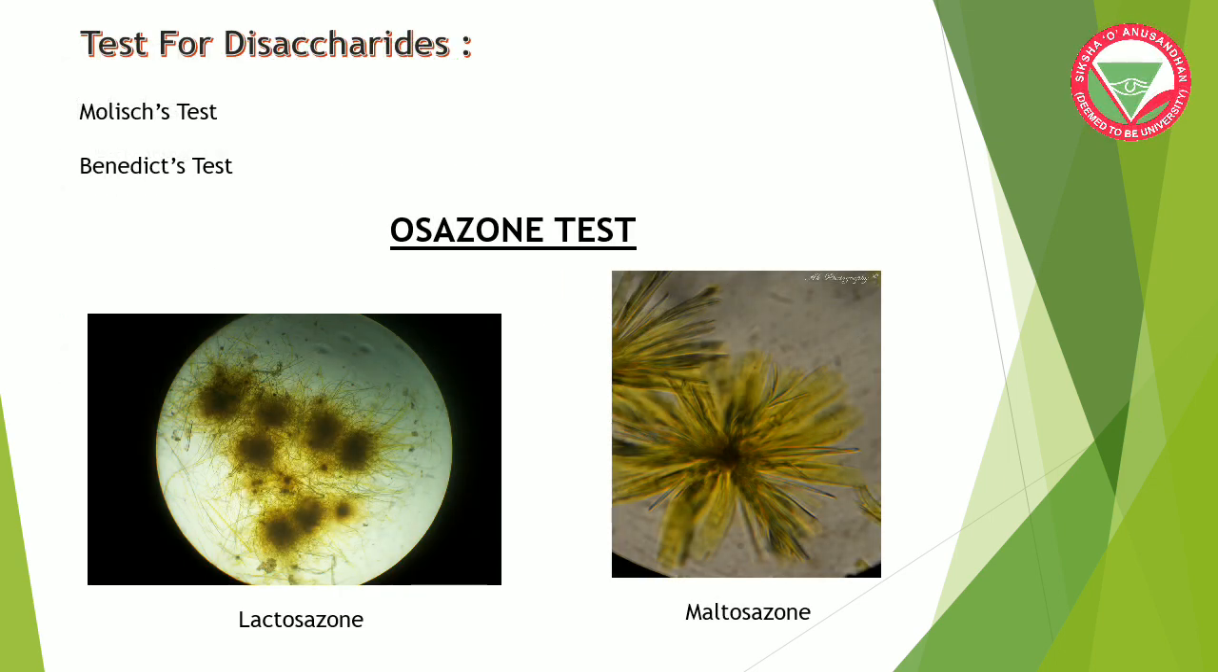At last we come to tests for disaccharides. All disaccharides give positive results for Molisch's test. All disaccharides except sucrose and trehalose give positive results for Fehling's and Benedict's test. Lactose and maltose can be differentiated by osazone test. Lactosazone is cotton ball shaped while maltosazone is sunflower shaped. That is all for the topic, guys.